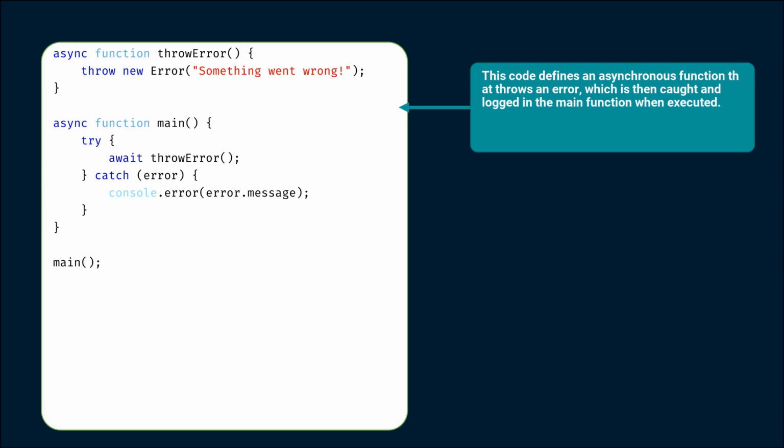This means that the execution of main will pause until throwError either resolves or throws an error. When the error is thrown, it triggers the catch block, allowing us to manage the error effectively without crashing the entire application. Here, we log the error message to the console, providing feedback on what went wrong. This approach not only maintains the stability of the application, but also ensures that users receive informative updates without exposing them to technical jargon or failures. Thus, wrapping asynchronous calls in try-catch blocks is essential in writing robust, user-friendly applications.